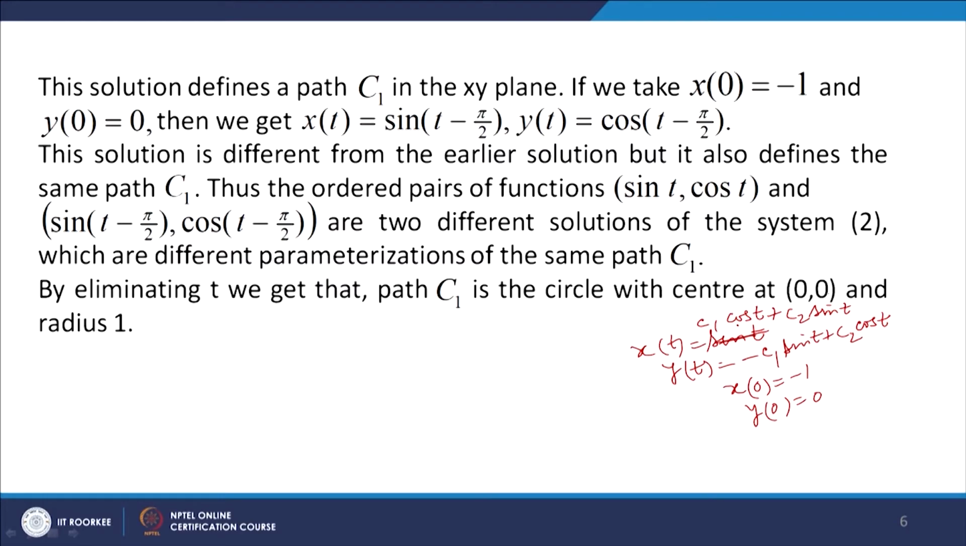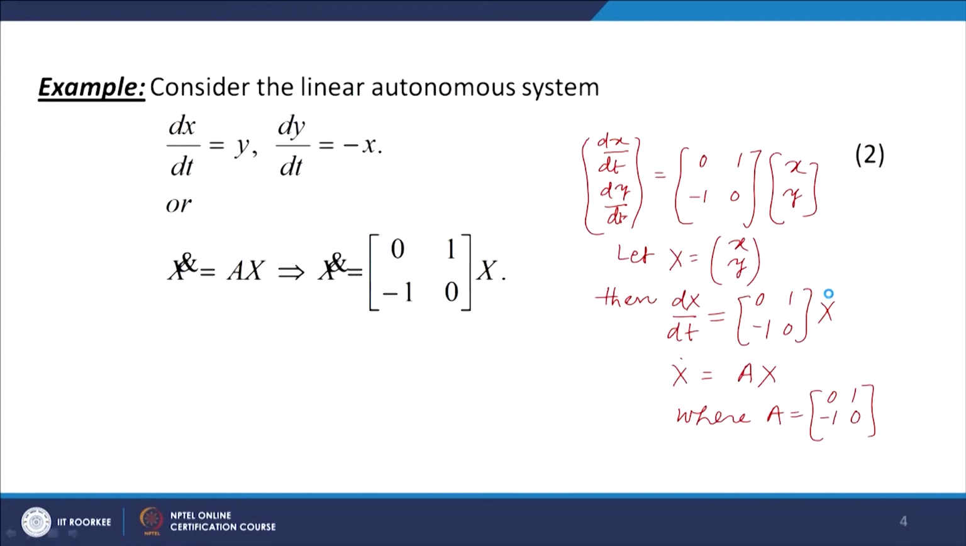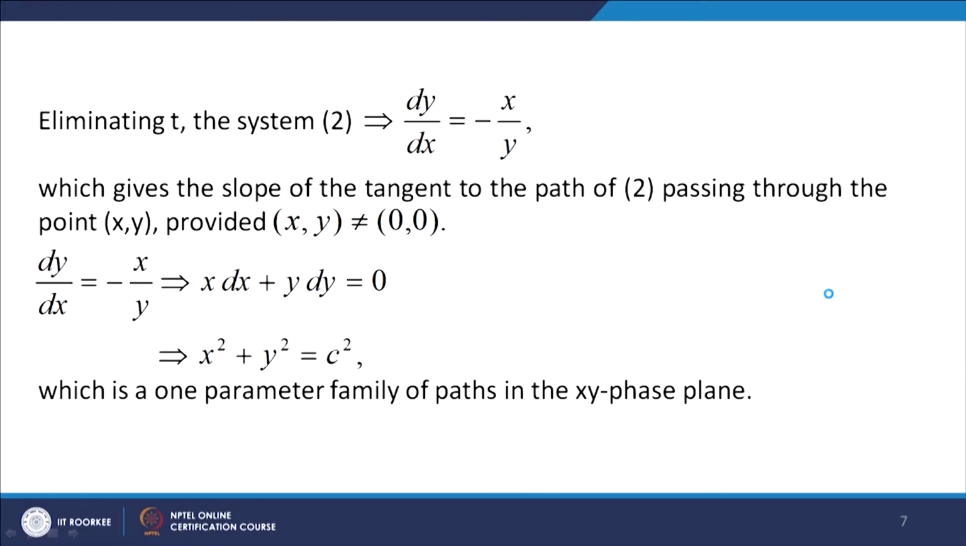with center at (0, 0) and radius 1. Now eliminating t in the system 2 gives us, see, we have these equations, dx by dt equal to y, dy by dt equal to minus x. So dy by dx here will be given by minus x over y. So dy over dx is equal to minus x over y, and this gives the slope of the tangent to the path of 2, which passes through the point (x, y).